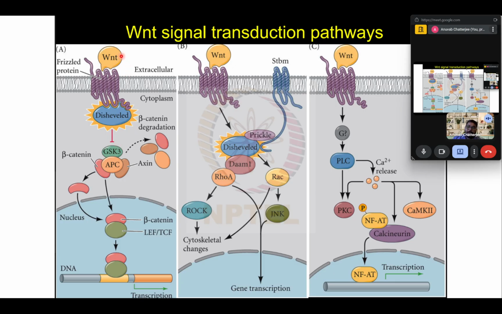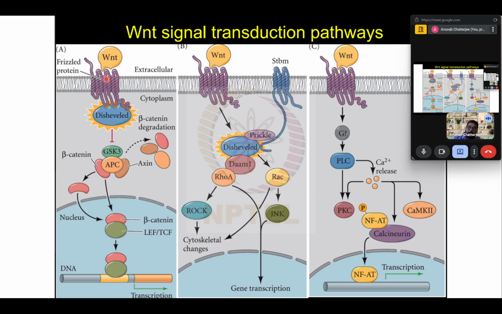But once Wnt binds to frizzled, it causes the disheveled to be free. Disheveled goes ahead and inactivates or suppresses the degradation complex, causing beta catenin to be released. Released beta catenin enters the nucleus, where it binds to LEF TCF transcription factors, and both of these sit on the DNA and cause gene transcription.